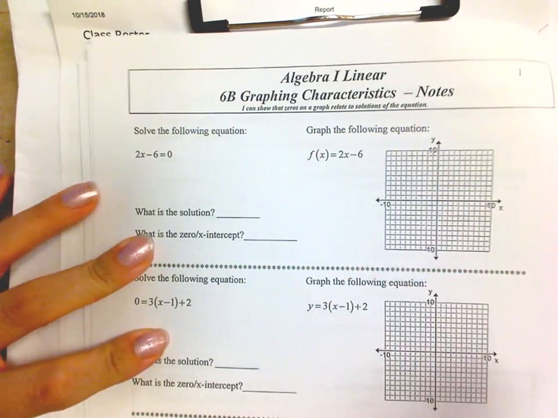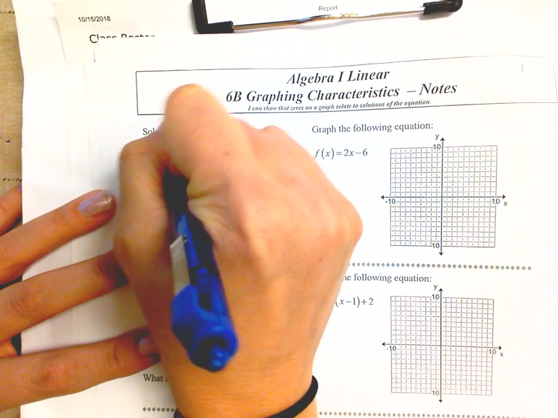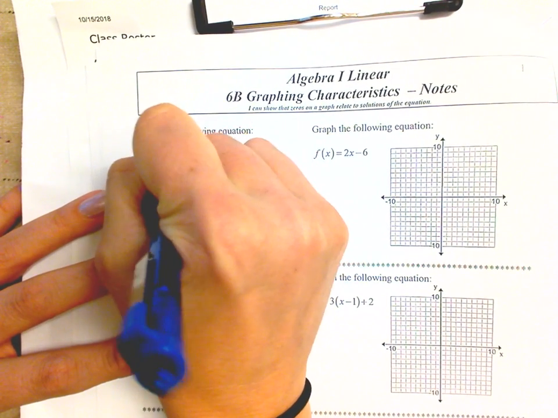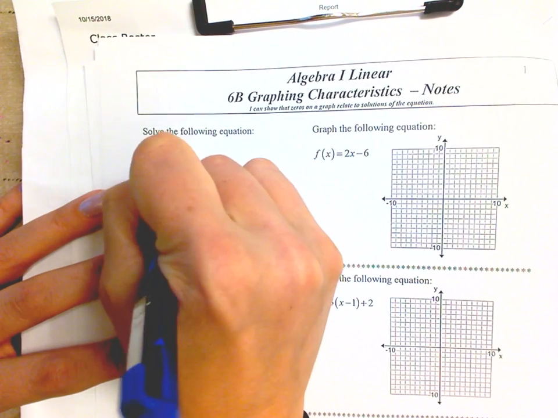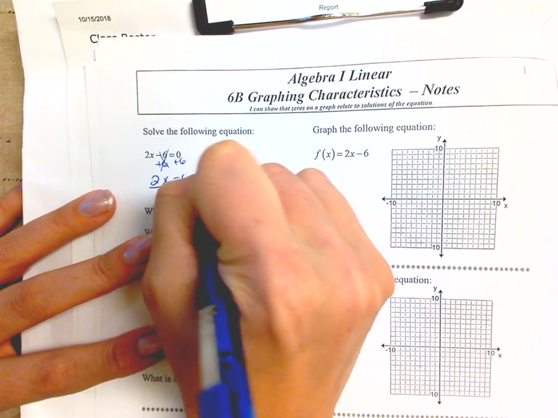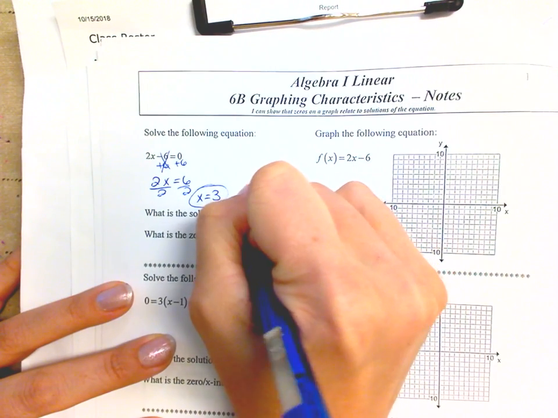This one, first one, solve the following equation. You got this. Add 6 to both sides. Those cancel. You've got 2x equals 6, divided by 2. X equals 3. What is the solution? X equals 3.